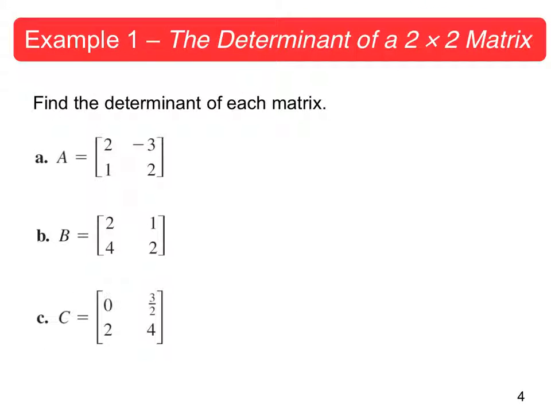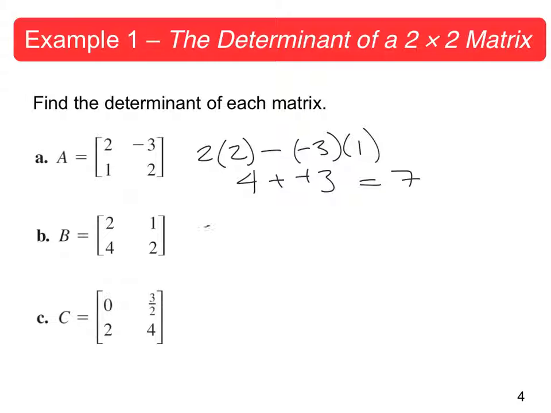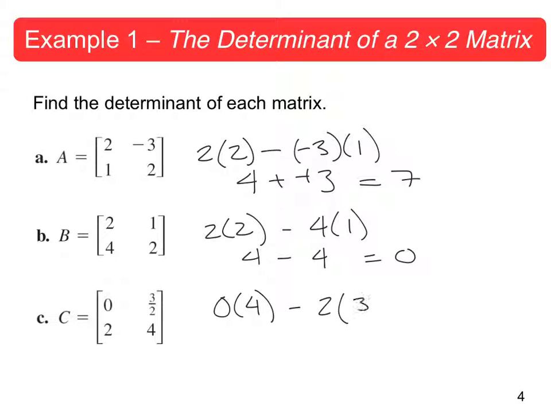So the first one, we're going to do 2 times 2 minus negative 3 times 1, and we're going to simplify that. We get 4 minus negative 3, which gives us 7. Excellent. And here we're going to have 2 times 2 minus 4 times 1. Here we have 4 minus 4 is 0. Here we have 0 times 4 minus 2 times 3/2. The 2's reduce and we get 0 minus 3 equals negative 3. So these values are permissible. Take a look. We can have a positive, a negative, or 0 value if we're only evaluating for a determinant.